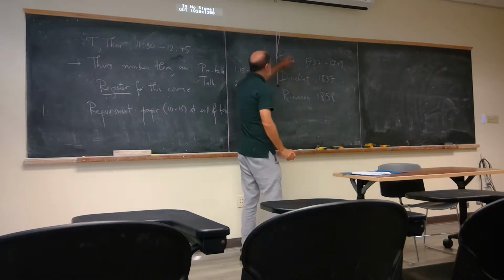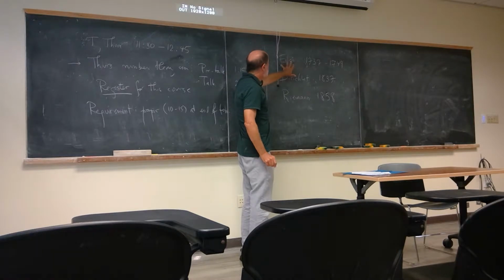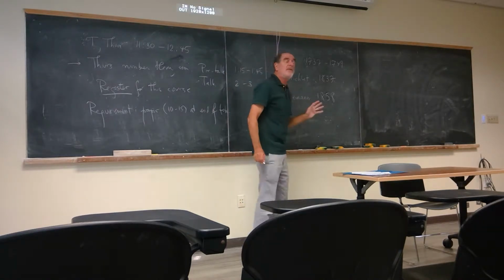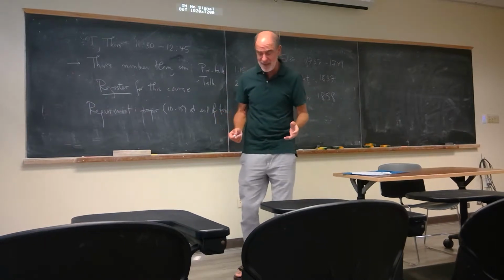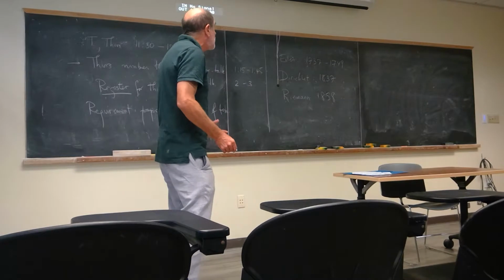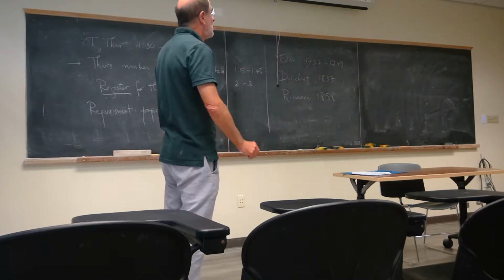And I'm going to introduce the ideas that Euler and Dirichlet and Riemann brought into the subject in their historical context. Namely, I'm going to show you how they prove things, or how they sketched proofs of things, because Euler really didn't have proofs in the sense that we would have.